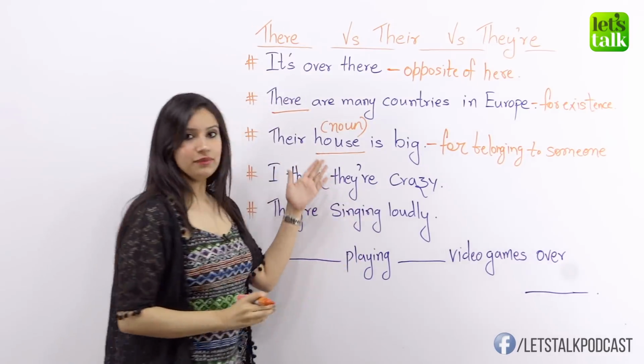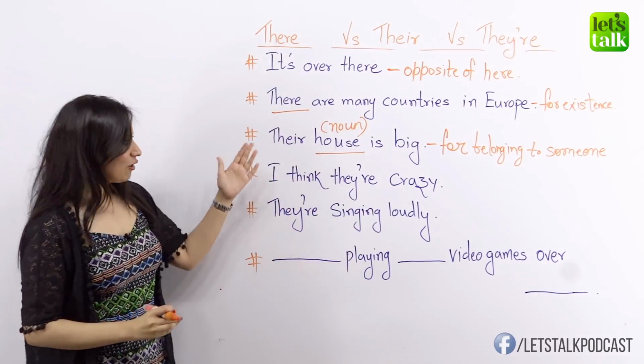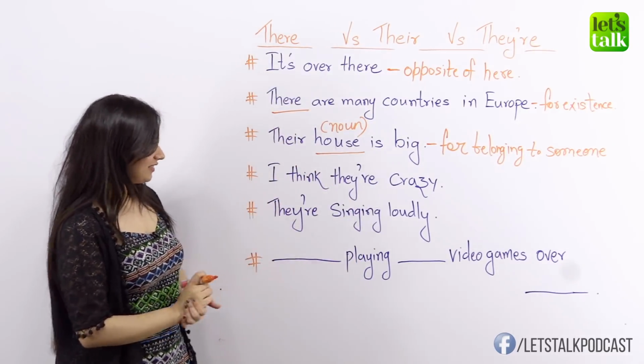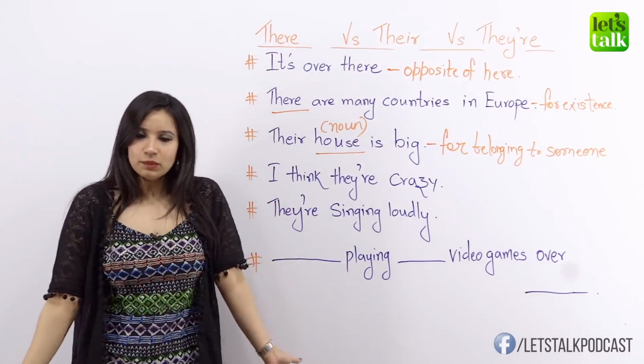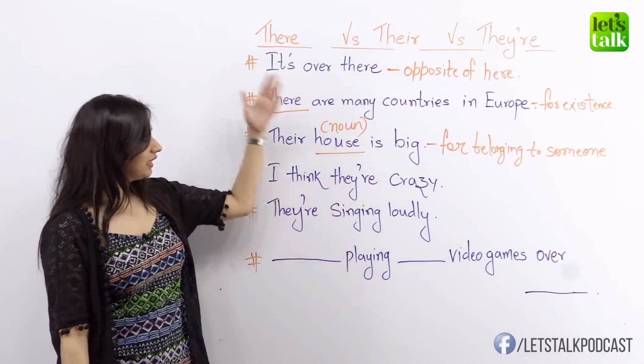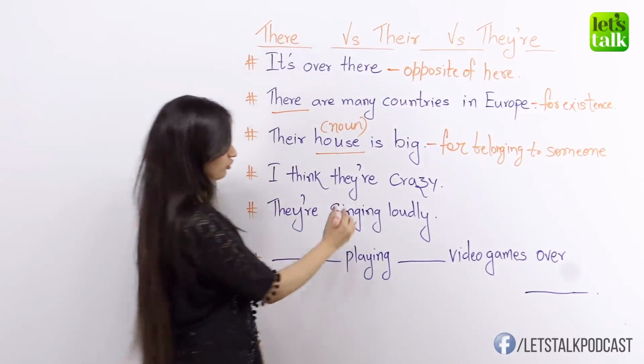It always comes before a noun. All right, now let's look at the next sentence. I think they are crazy. What does this mean? It just has a completely different spelling, and we also have a strange thing here.